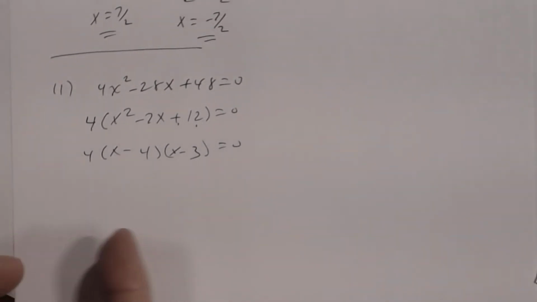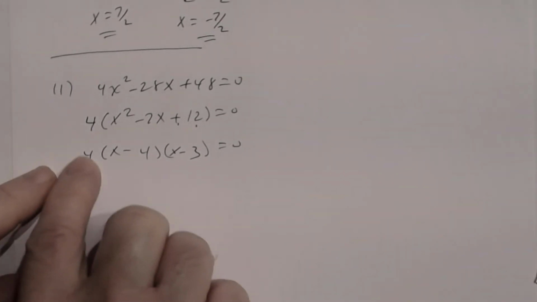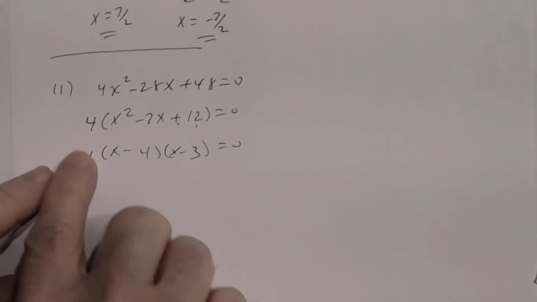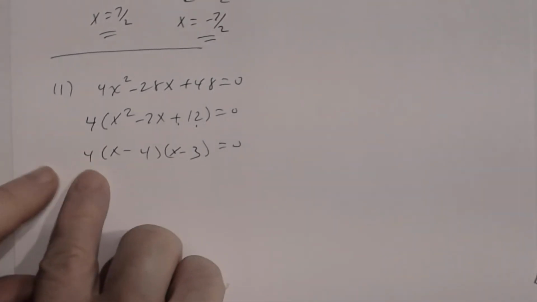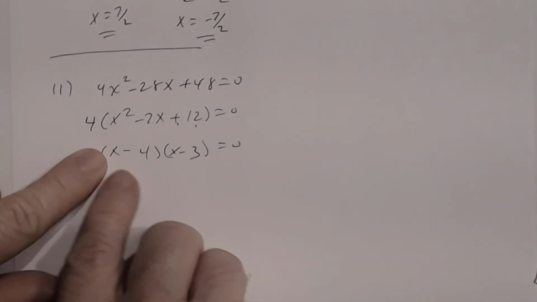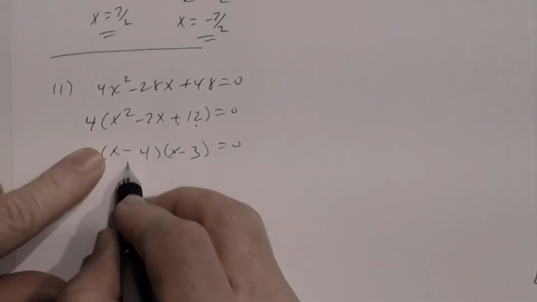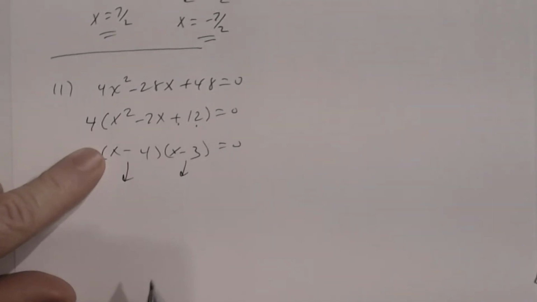Okay, now, if I set each one equal to 0, notice that this factor here is always going to be a 4. There's no variable expression here. That's a constant 4. That's a real number. So that's not going to give me anything. So these are the only two factors that have variables in them. So those are the only two I set equal to 0.